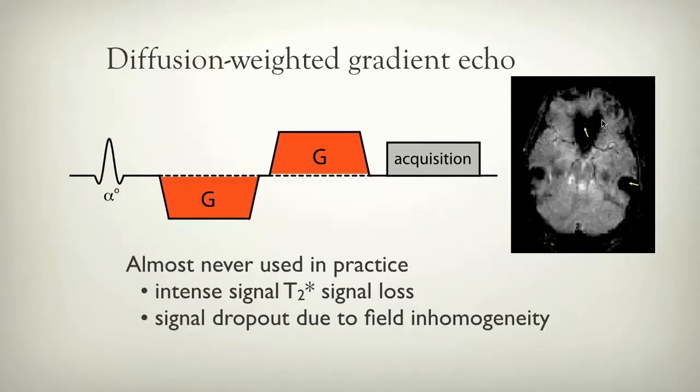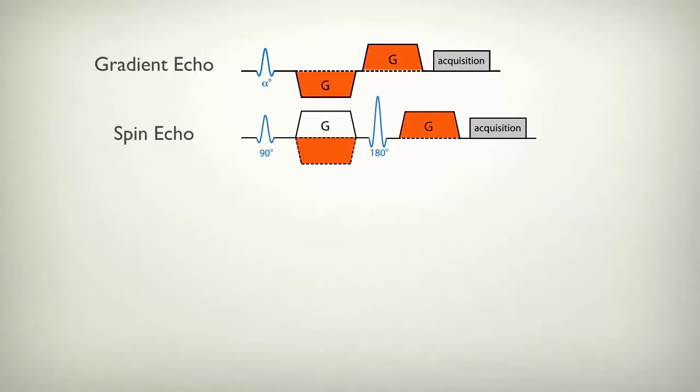Basically, a field inhomogeneity that is kind of similar in some ways to what we have with these gradients, but now it's not a zero net area. Okay, so in practice we don't use this, but it's a really useful way of looking at diffusion sequences.